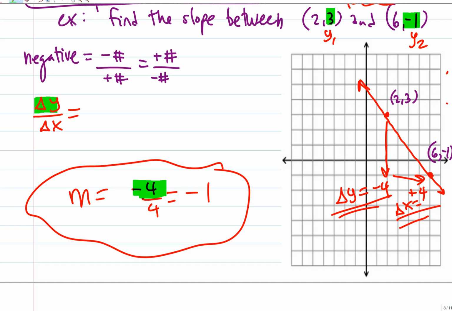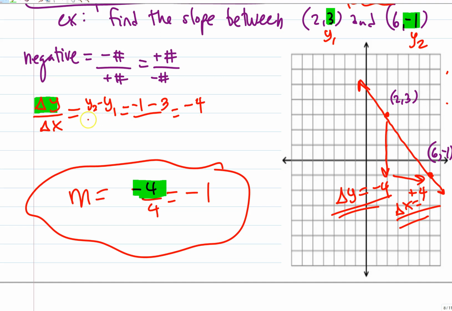So if you're like, just give me the formula, okay, well we said take y2 minus y1, which would be, what's the y2? Negative 1 minus, what's y1? What's negative 1 minus 3? Isn't that the top of our fraction?